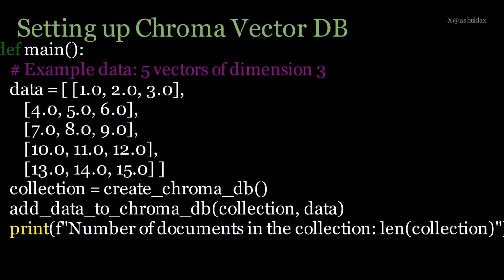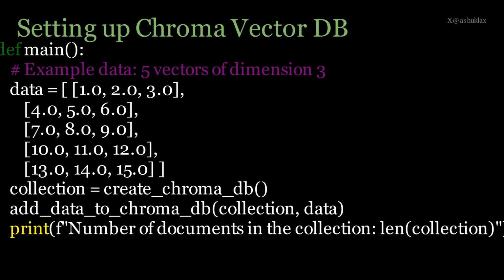Let's define a function called main. So def main. This line is going to define a function named main, which takes no parameters. Now create a variable, say data, with 5 vectors of dimension 3, which means that it has 5 rows and 3 columns. Now we are going to add some floating point numbers to these arrays. Right now these vectors are represented as lists of floating point numbers, but eventually they represent the data coming from your OCR engine. Now we are going to create and populate the Chroma vector database.